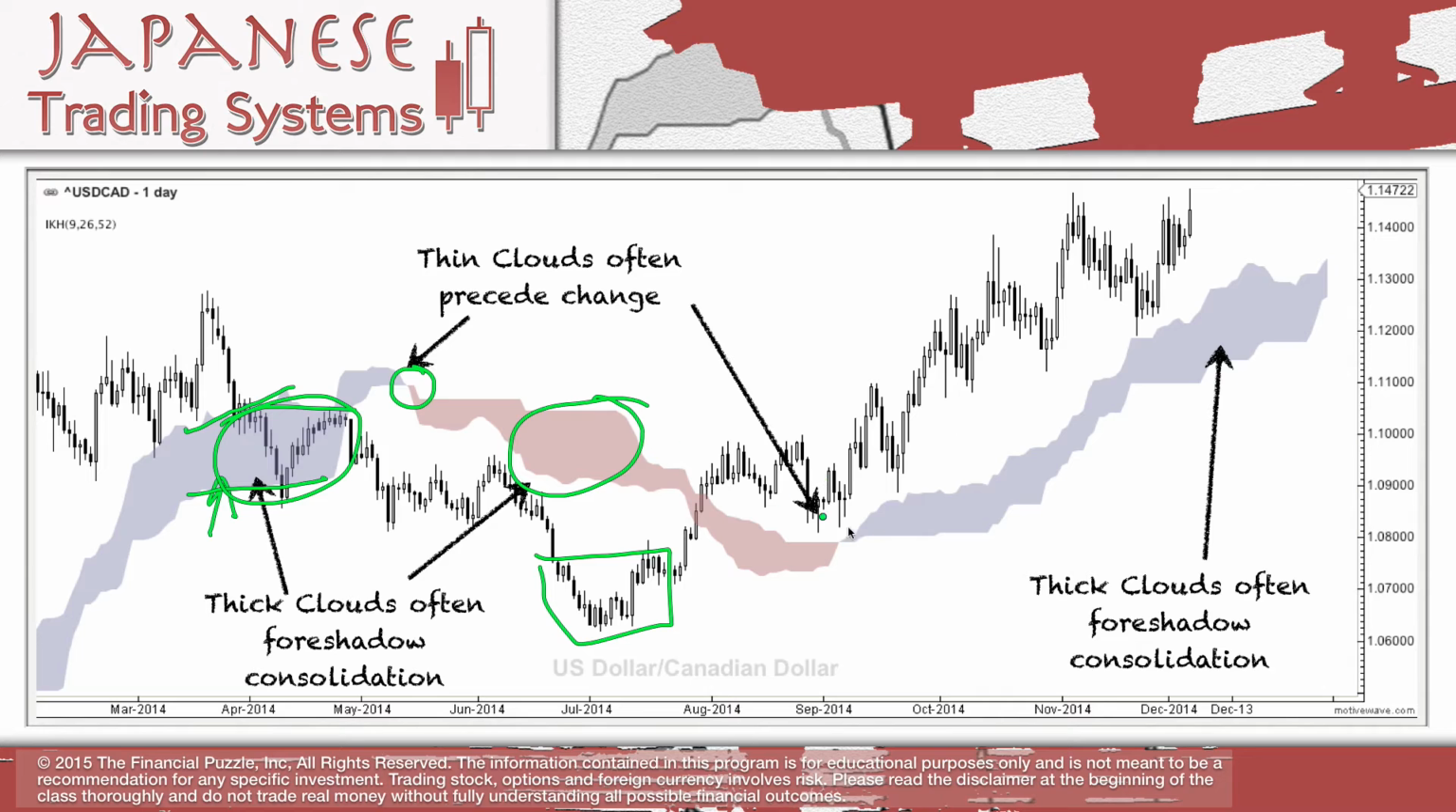And then if you look over here, we've got a little cloud crossing over, and that's exactly where the crossover started to take shape. So with these clouds, you're going to have to work at it a little bit. We will go back and do some backtesting, and you'll get better at this.